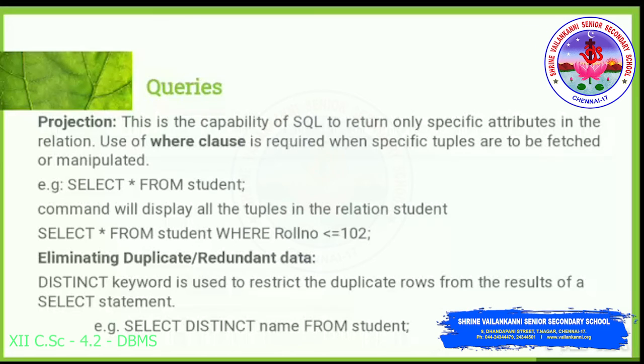Use of the where clause is required when specific tuples are to be fetched or manipulated. Example, select star from student. The command will display all the tuples in the relation student. Select star from student where roll number is less than or equal to 12. So here only selective tuples are displayed. Eliminating duplicate or redundant data: the distinct keyword is used to restrict duplicate rows. For example, select distinct name from student.